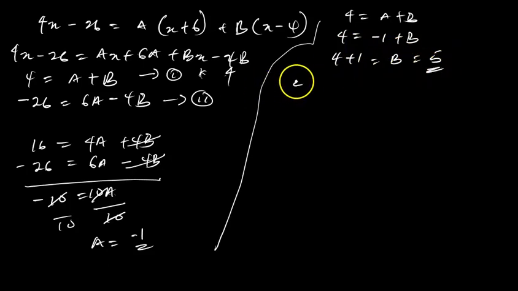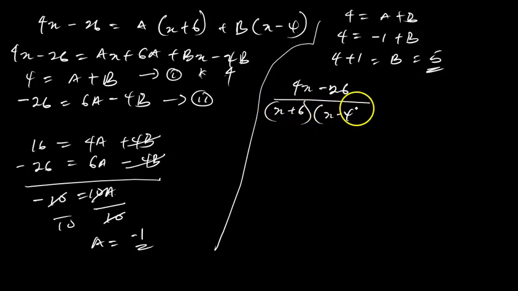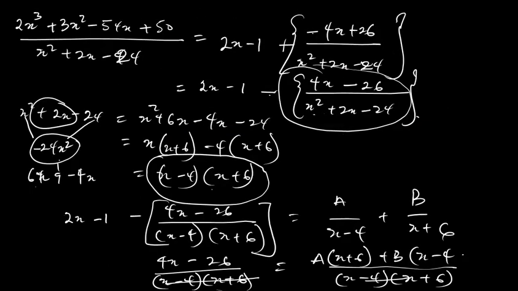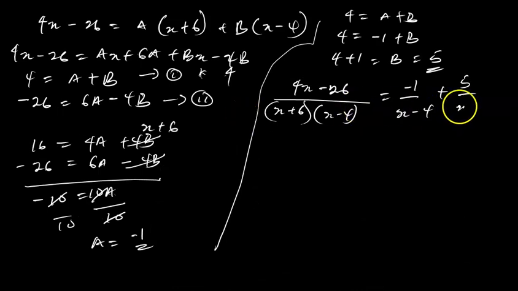So I can rewrite my equation, that is 4x minus 26 over x plus 6 into x minus 4, to mean our A, we had A over x minus 4 and B over x plus 6. So that my A is minus 1, I have minus 1 over x minus 4 plus B, which is 5 over x plus 6. Please let me just do a confirmation on that. Yes, x minus 4, x plus 6, now over x plus 6.